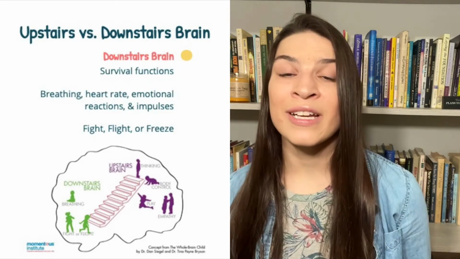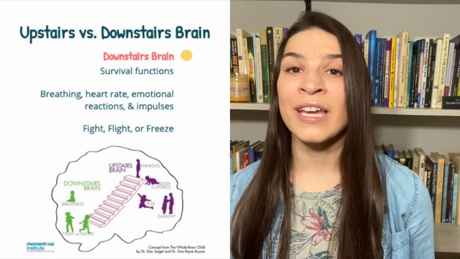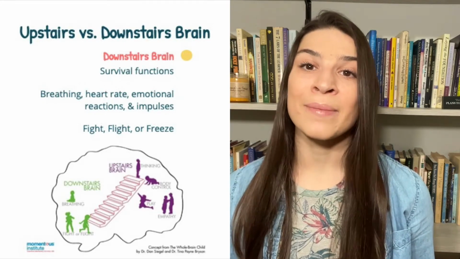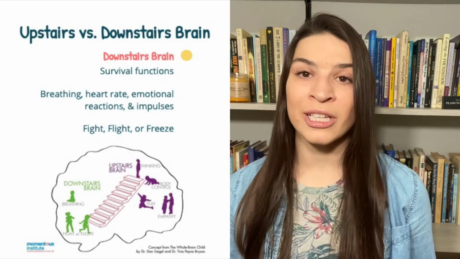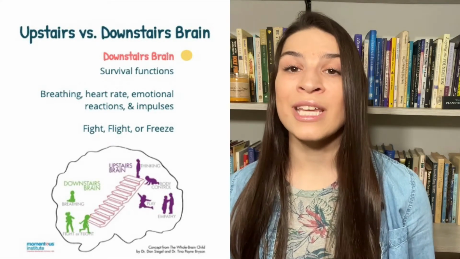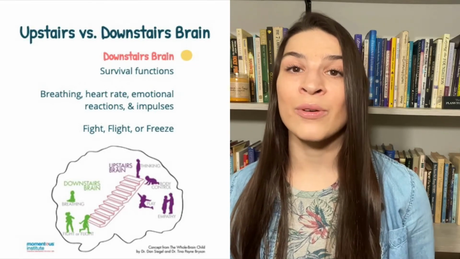The downstairs brain deals with survival functions like breathing and heart rate and emotional reactions and impulses. This part of the brain reacts immediately, both physically and emotionally, when it perceives a danger or some type of threat. This is the reaction we typically refer to as fight, flight, or freeze.